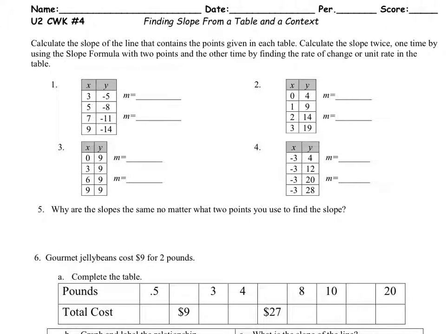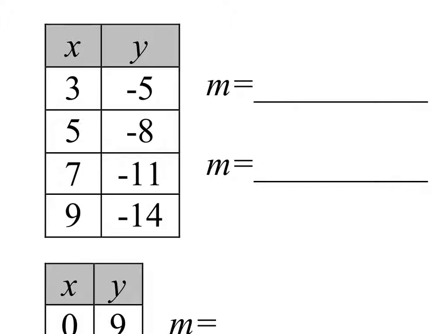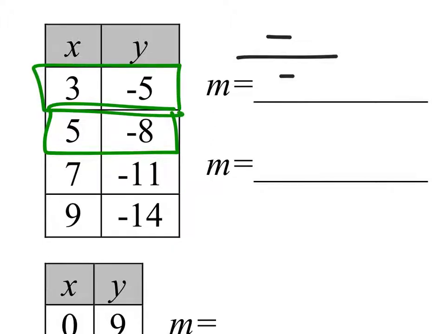Okay. So the first way is to use that equation, right? Where we get the difference of the y's and the difference of the x's. So right here, we just have to use any 2 points. Which 2 do you guys want to use? 5 and negative 8, and 3 and negative 5. That sounds good.